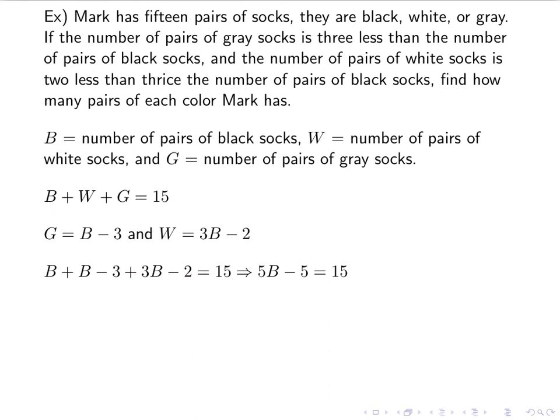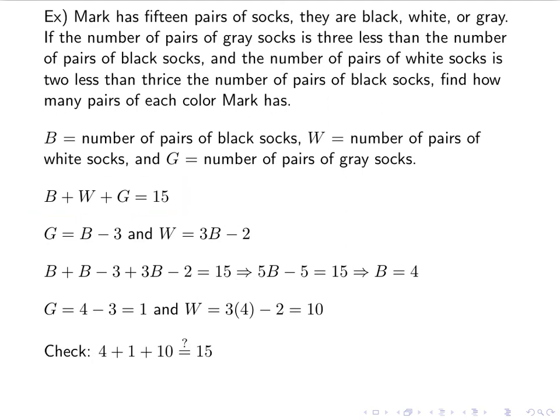Clean up the left-hand side. 5B minus 5 equals 15. B equals 4. Plug it in for G: 4 minus 3 is 1. Plug it in for W, and we get 10.